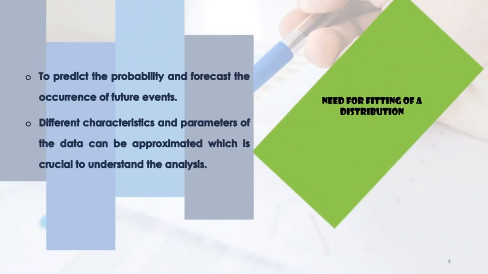The need for fitting of a distribution is to predict the probability and forecast the occurrence of future events. Different characteristics and parameters of the data can be approximated, which is crucial to understand the analysis.